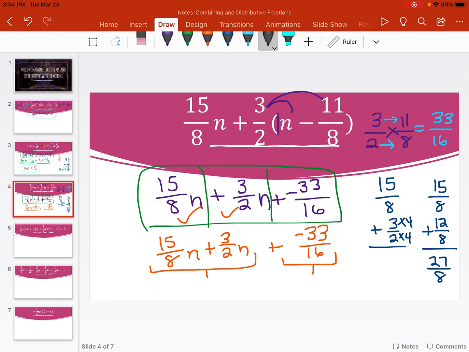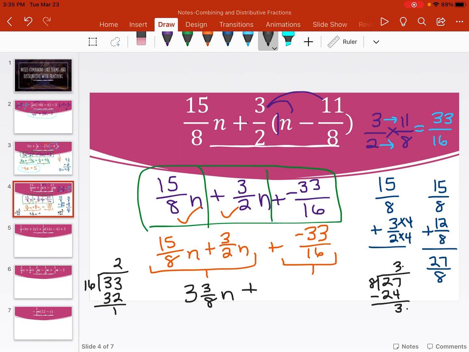And let's go ahead and simplify that as well. So 27 divided by 8. 8 goes into there 3 times, which is 24. 3 left over, so I have 3 and 3/8. 3 and 3/8 n. They were positive, so positive. Plus negative 33/16. So let's simplify that as well. So 33 divided by 16. 16 goes into 33 2 times, which is 32. So 1 left over, 2 and 1/16. So negative 2 and 1/16.